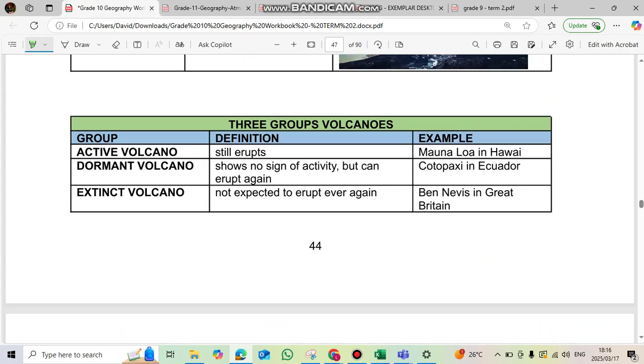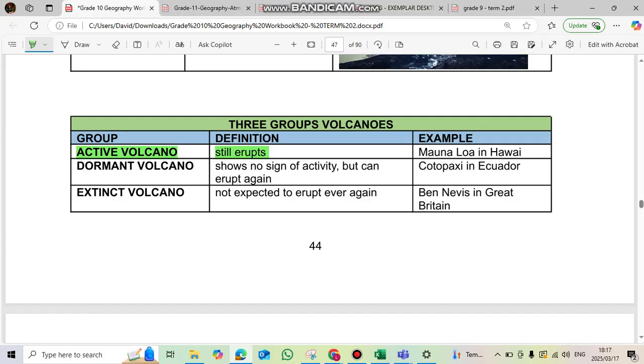The three groups of volcanoes. The first one is an active volcano. So the definition of an active volcano is that it still erupts quite frequently. An example of an active volcano is the Mauna Loa in Hawaii. This volcano erupts every other year.